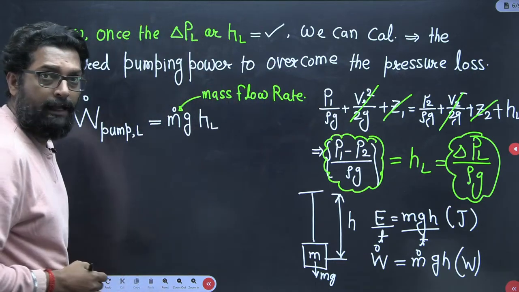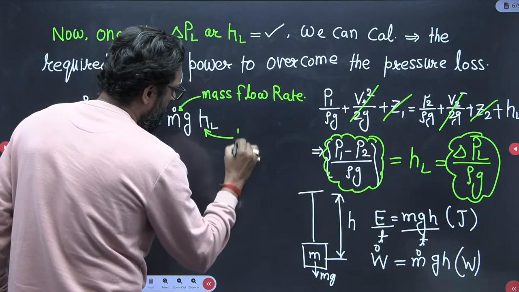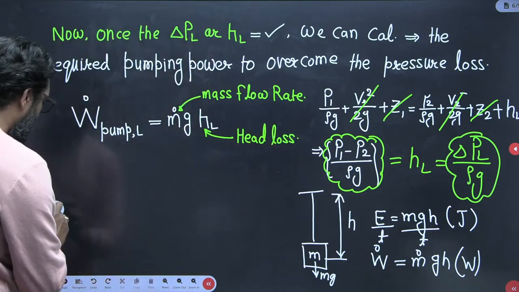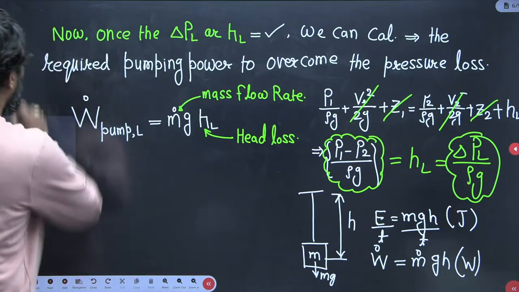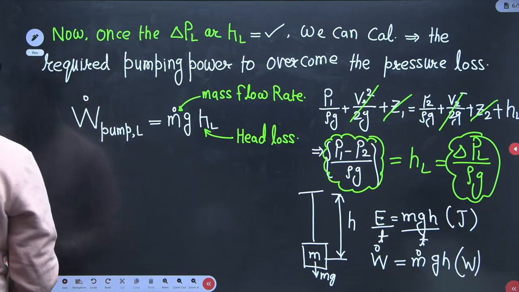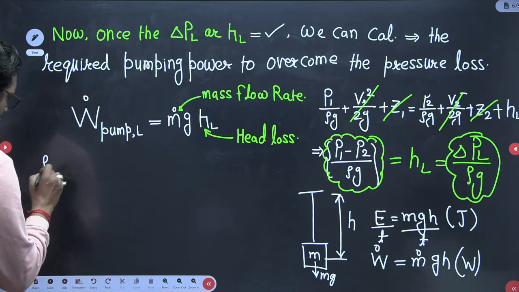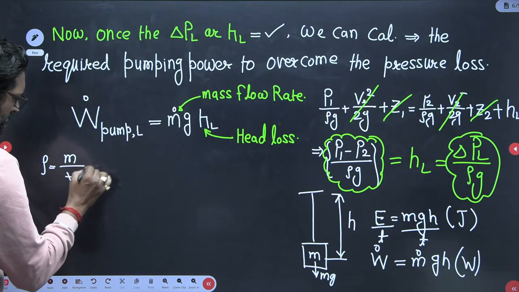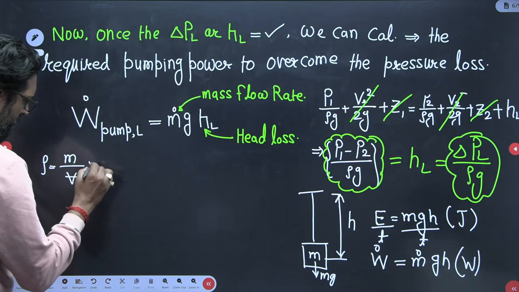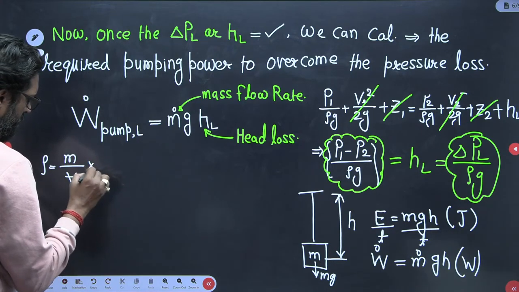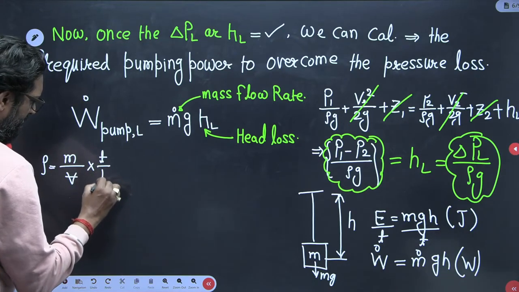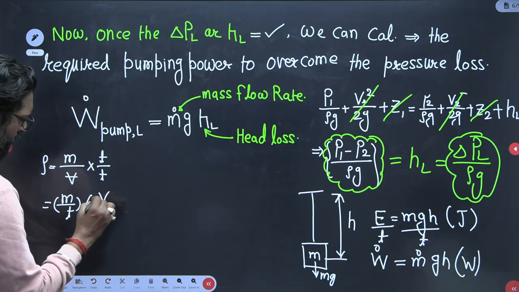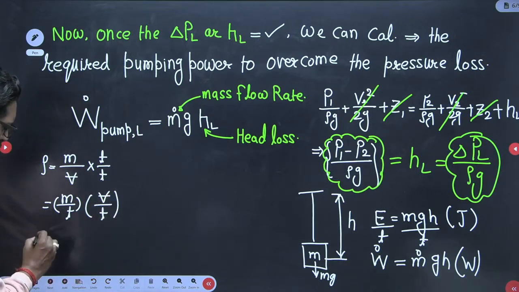This is your mass flow rate, and this is your head loss. Now, what is the mass flow rate with R? How to calculate mass flow rate? From the volume flow rate. See, density is equal to what? Mass by volume. If you divide by time, you can write m by t into v by t.